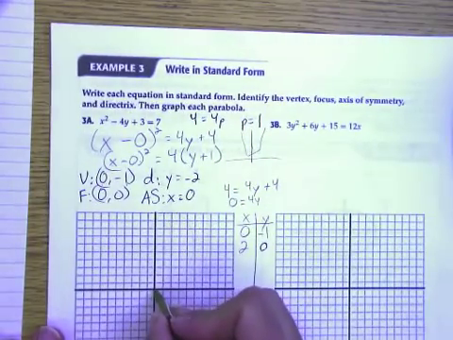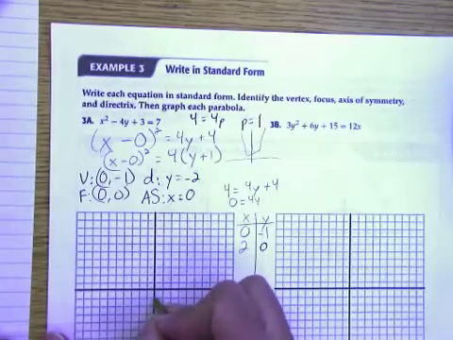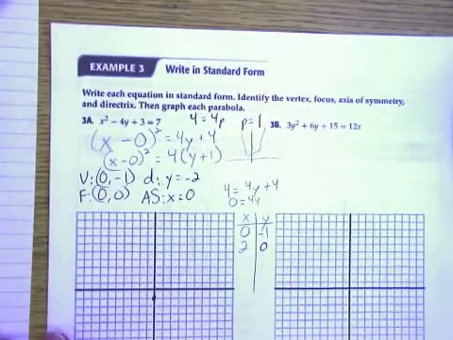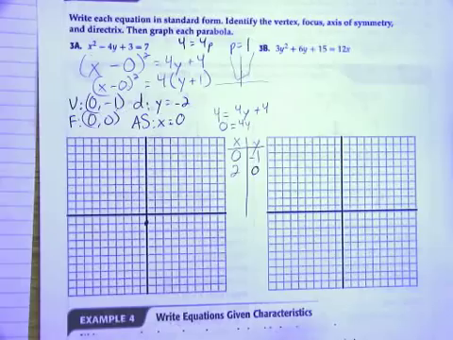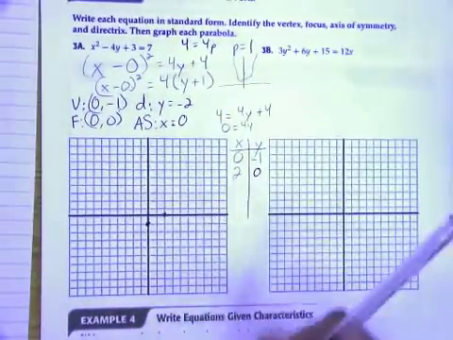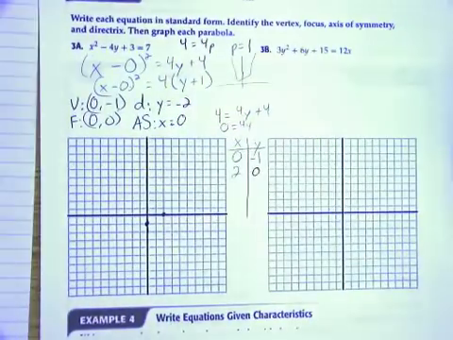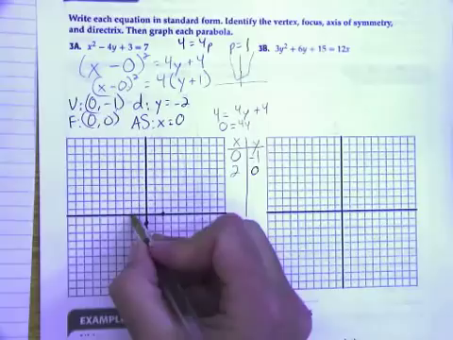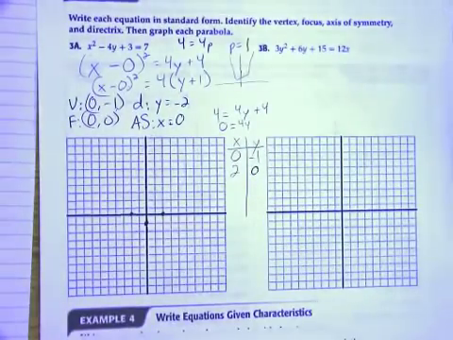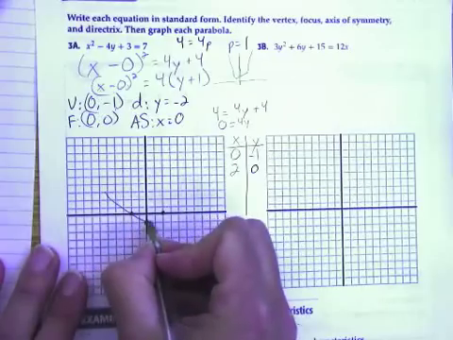So let's plot these points and use symmetry to get a third point. My vertex is at 0, comma negative 1. I know it's passing through 2, comma 0, which is here. I know that my axis of symmetry is that y-axis. So that gives me this point also. Connect the dots.